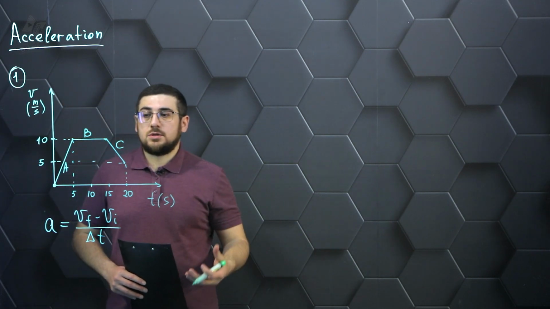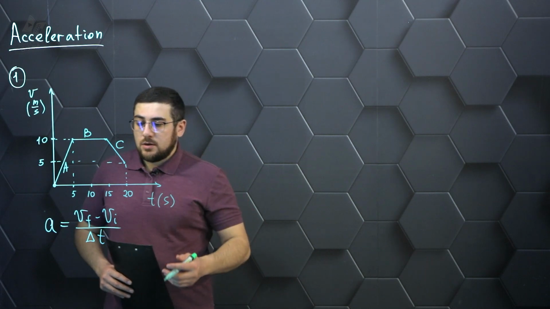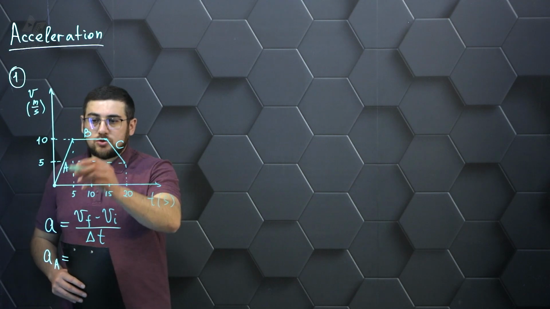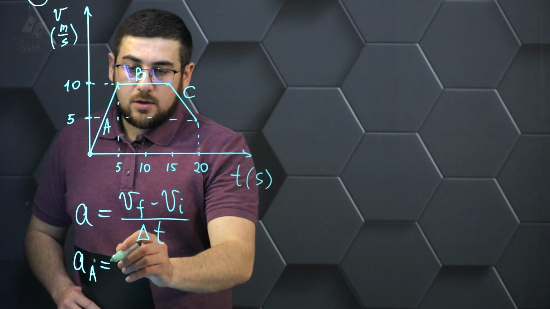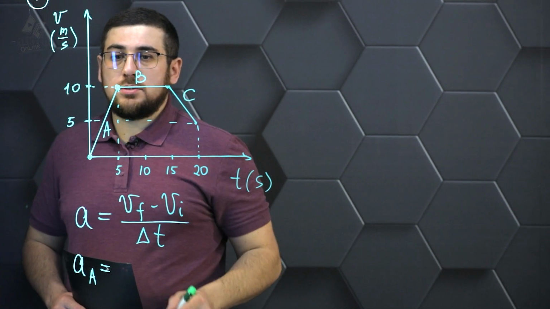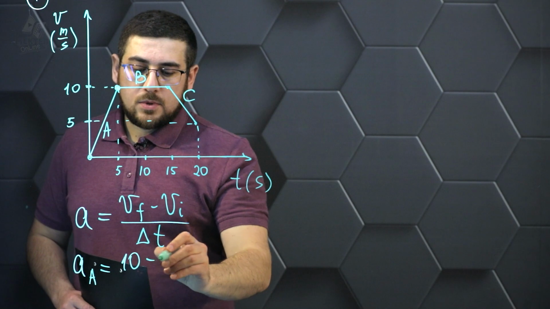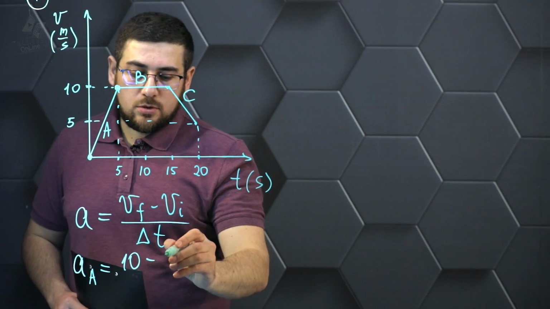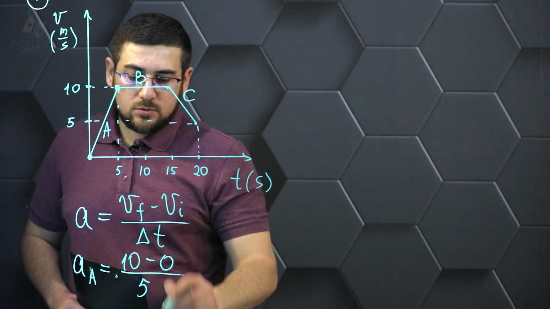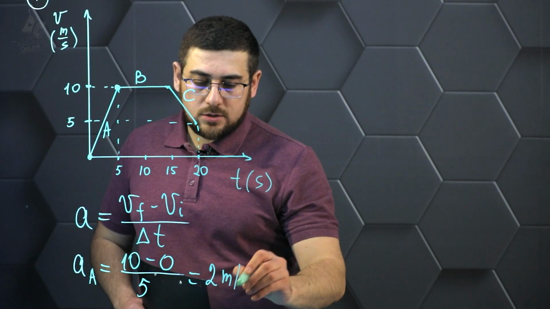Graphs are particularly helpful in visualizing this concept, as we can easily see the starting and ending velocities and the duration of the change. By applying this method, we can calculate the acceleration for various intervals. In the first interval, the acceleration is determined by the change in velocity, with the terminal velocity for this period being 10 meters per second. The initial velocity for this section is 0, and the time at which the change in velocity occurred is 5 seconds. And accordingly, we get the answer 2 meters per second squared.